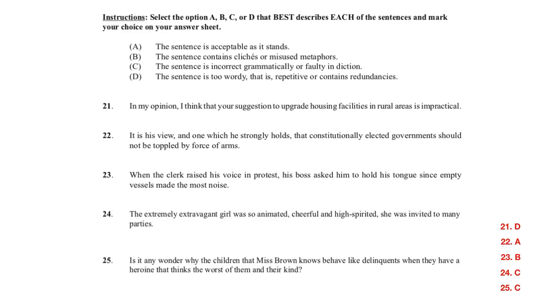Is it any wonder why the children at Miss Brownlow's behave like delinquents when they have a heroine, I prefer to say heroine, that thinks the worst of them and their kind? Whew, that was a mouthful. But I don't think heroine was used there correctly, so I'm going to say faulty diction. The answer there is C, 25C.